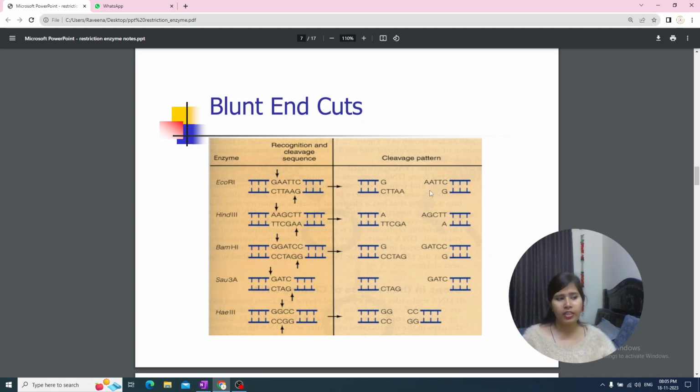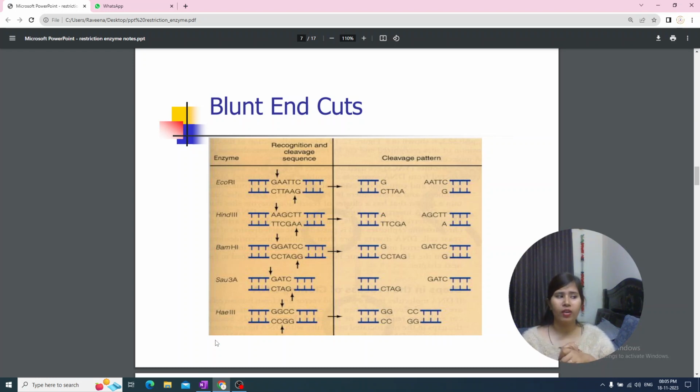EcoRI will give you sticky ends. HindIII will also give sticky ends. BamHI will also produce sticky ends. TaqI also produces sticky ends. HaeIII will not produce sticky ends; it will produce blunt ends. So here you can see all of the recognition sequences are not always to be remembered. You are not going to stick them in your mind. You have to learn only one sequence.